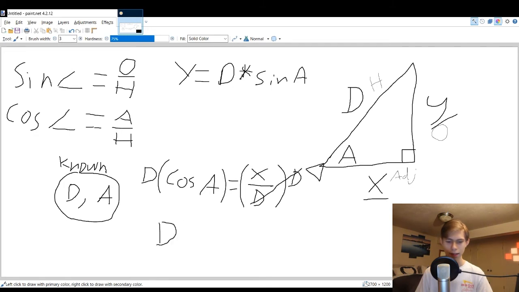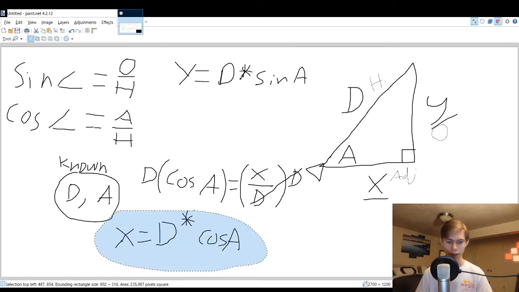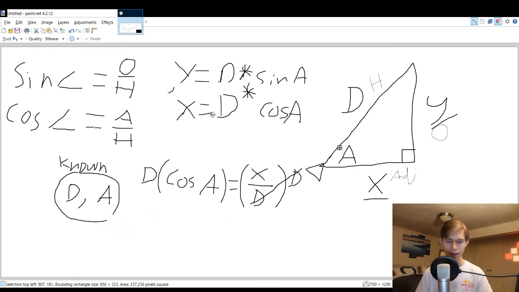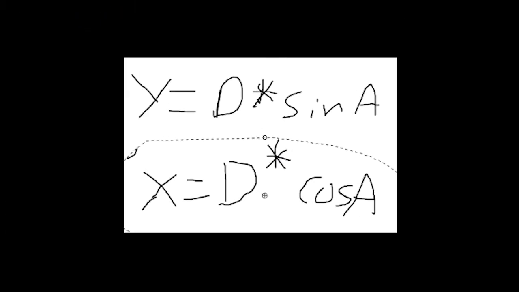And then d times the cosine of A equals, or I'll put the equal sign on the side, x equals d times the cosine of A. So now we have our second formula. So I'll put that right here. So with these two formulas, we can solve for how far we need to travel on the x-axis and the y-axis.